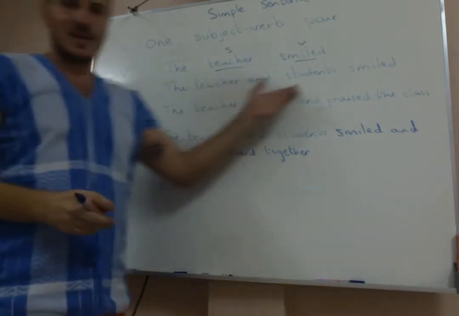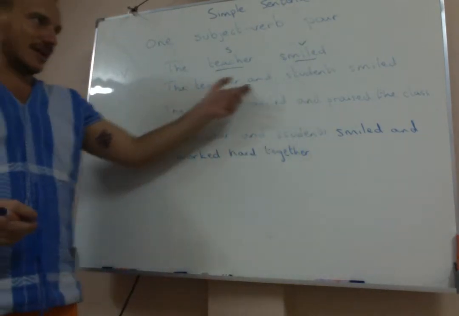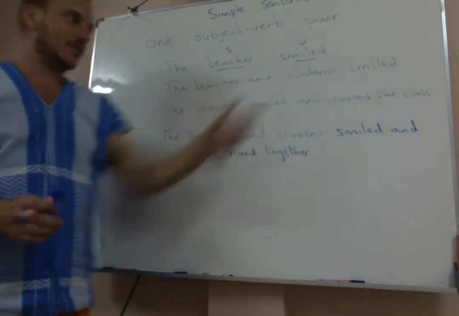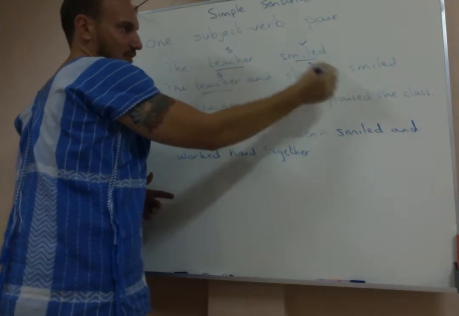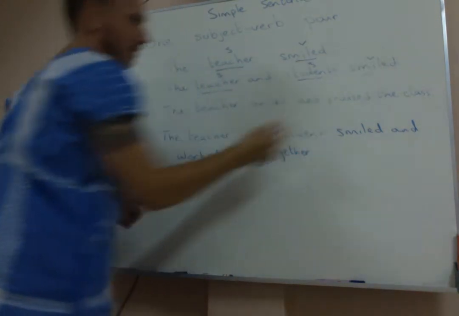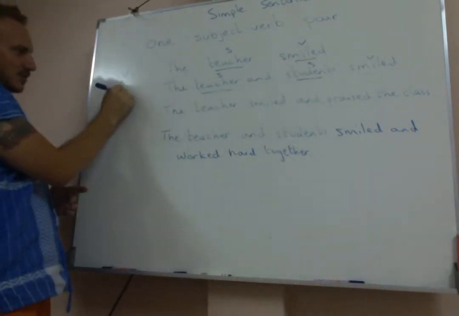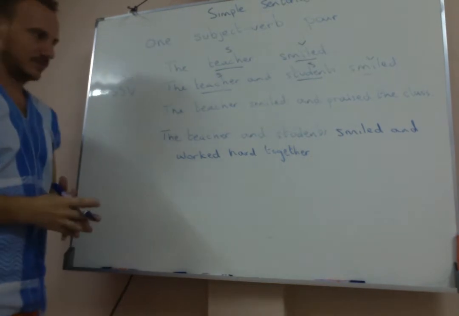But there could be 2 subjects. The teacher and students smiled. Teacher is the subject, students is the subject. Smiled is the verb. So we have subject, subject, verb.